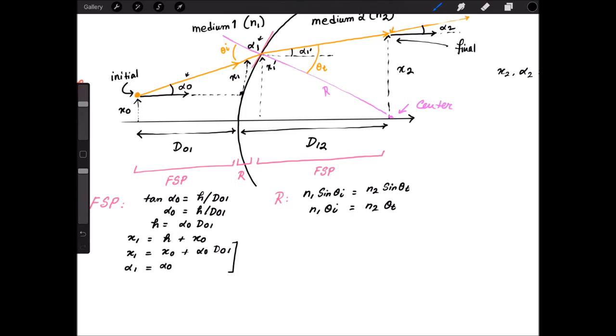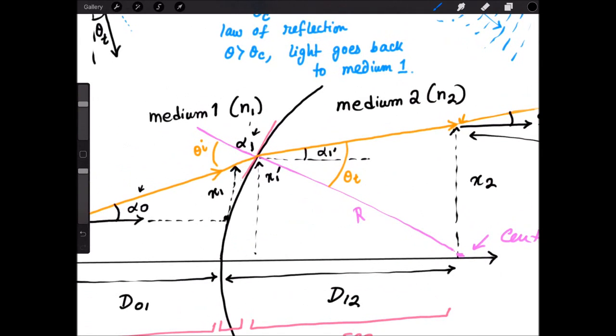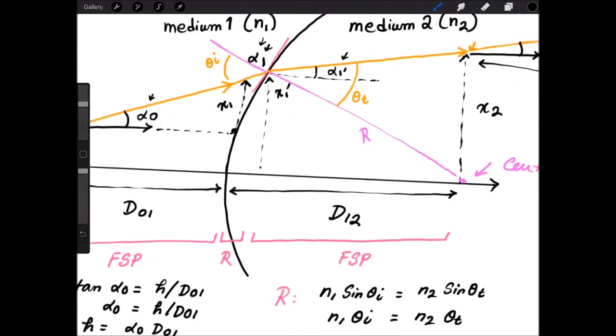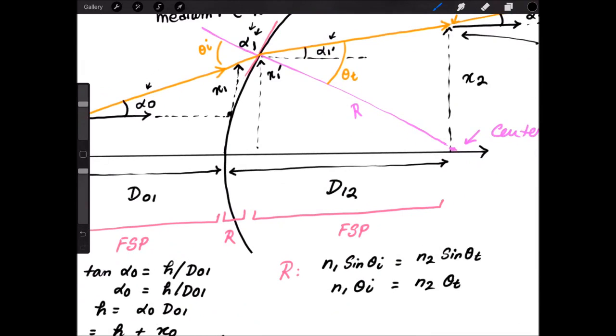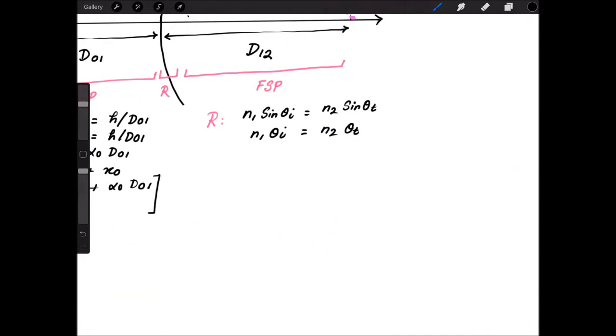Okay. Now, what are we trying to find out over here? How we can relate alpha 1 with alpha 1 prime? That's the change in the angles. First, let's write down the relationship between the heights. So essentially, the height doesn't change. The ray was here and the ray exited from here. So essentially, x1 and x1 prime are same. Let's just remember that, and we'll put that down later.